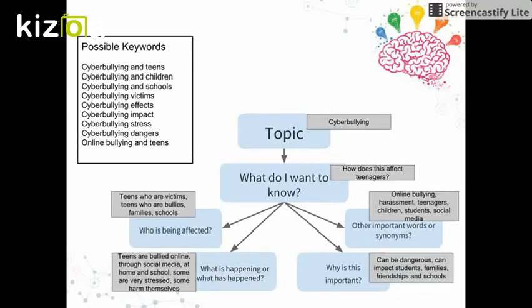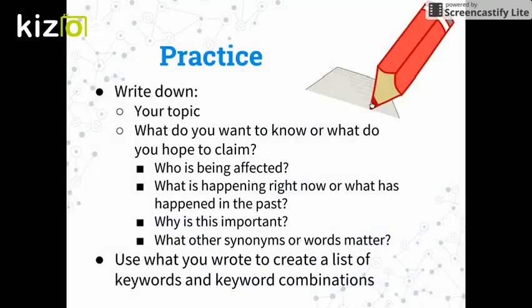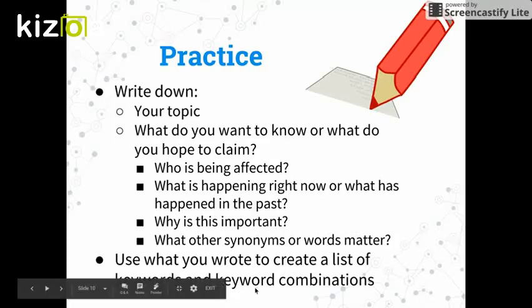So now you're going to go ahead and use this same process to brainstorm keywords for your topic. Yours won't be about cyberbullying. It will be whatever it is that you've chosen. So you're going to follow those same steps. Your teacher will tell you which document they want to use, but you're going to follow the same steps I just modeled. So you'll write down what your topic is, think about what you want to know or what you hope to claim, who's being affected, what's happening, why it's important, and what are some other words that could be important. So you're going to use all of that to create your own list of keywords.